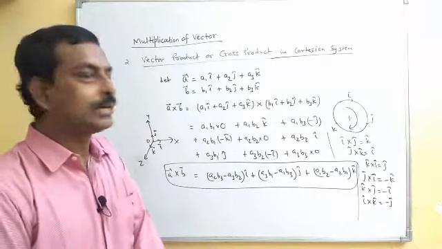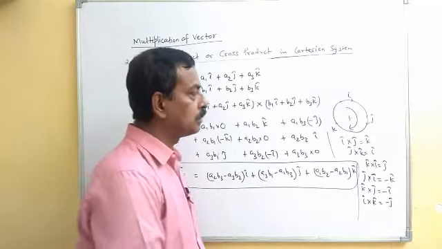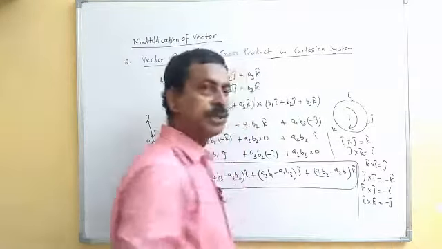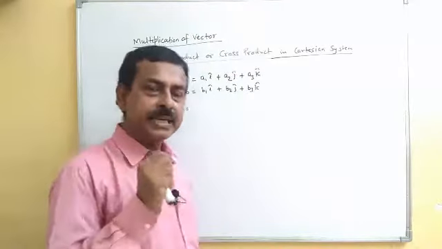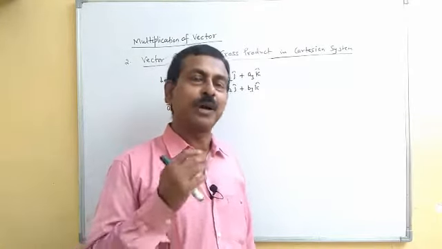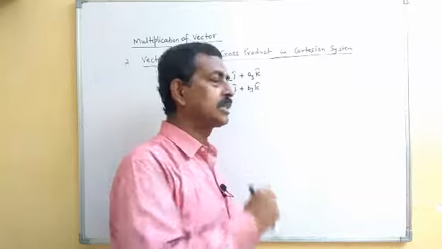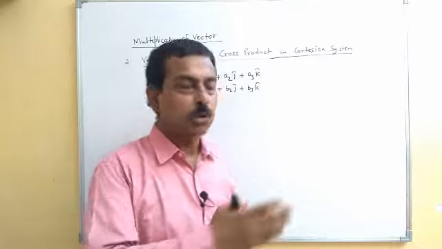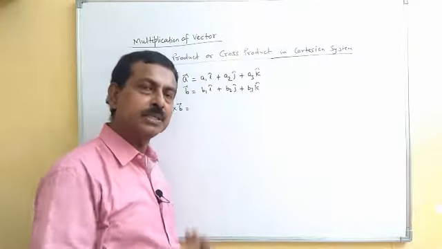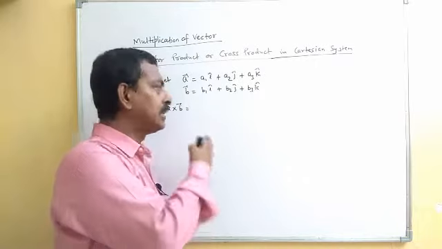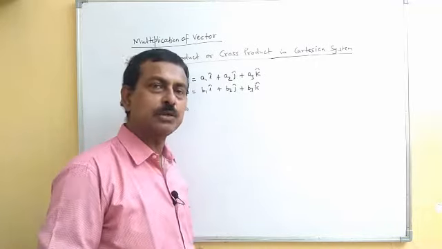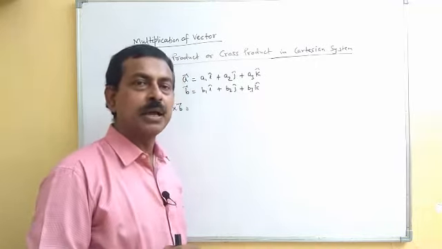So with this, you can easily get the cross product of the vectors represented in terms of the unit vectors. There is an alternative method to find the cross product if the vectors are given in the Cartesian system, because that was the derivation which we have discussed just now. And that is a slightly lengthy process there. You have to write so many terms there.